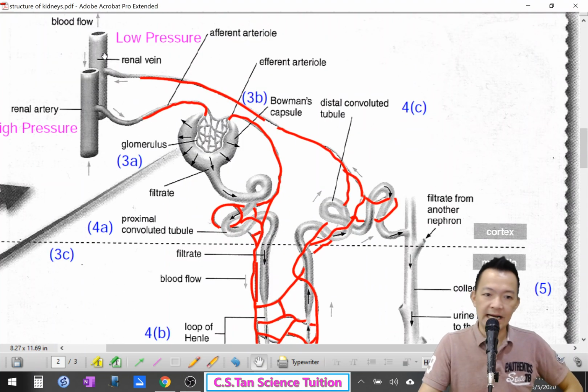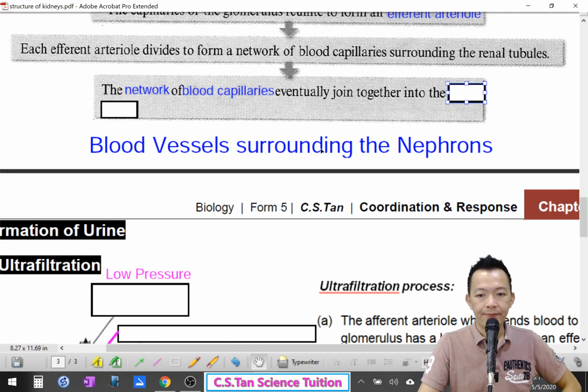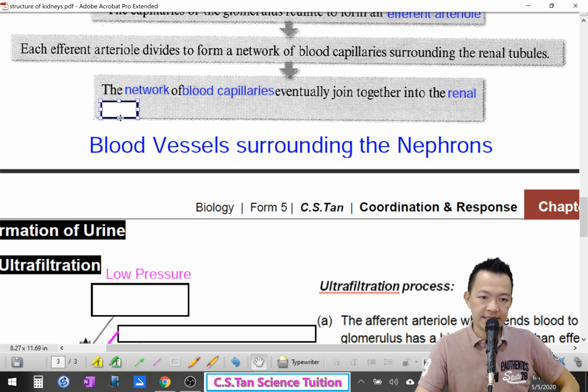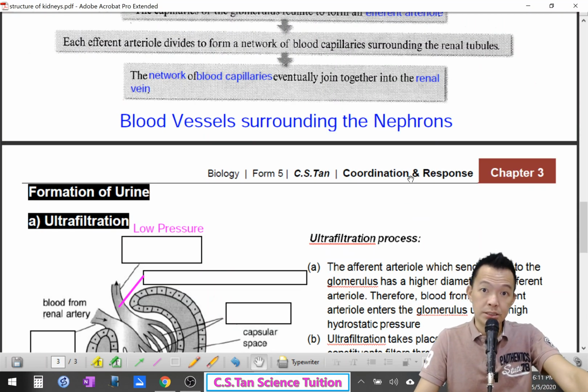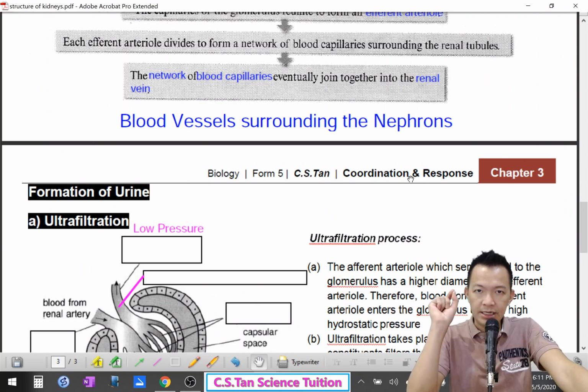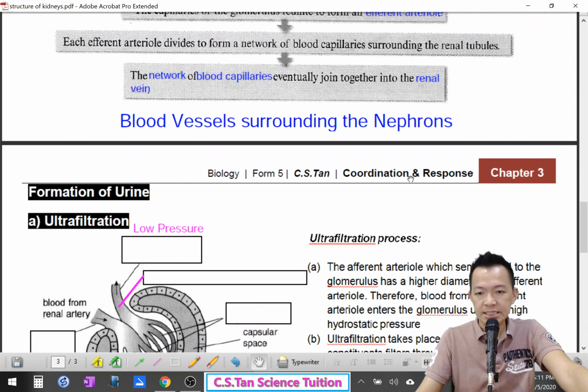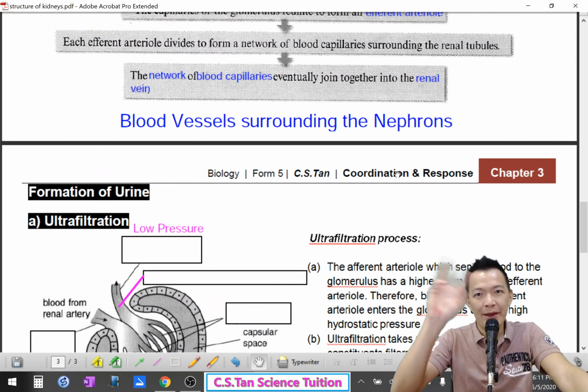and go back to our hearts 回去我们的心脏. Okay, so they join together into the renal vein 肾静脉 and go back to the heart. Okay, so this is the basic structure inside our kidney, the nephron, and the structures inside the nephron. Okay, set 过关，拜拜.